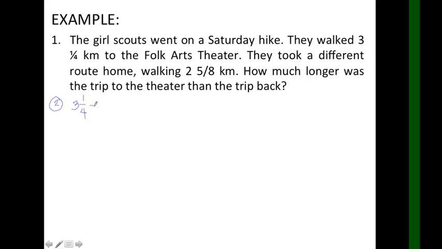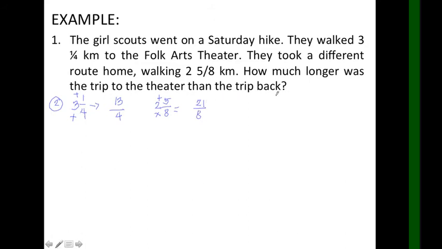To make it an improper fraction, we need to multiply here and then add here. So, we have 4 times 3 is 12 plus 1, 13 over 4. For the 2 and 5 over 8, ang kanyang ano naman is multiply and then plus sa taas. So, we have 8 times 2 is 16 plus 5. And that's 21 over 8.